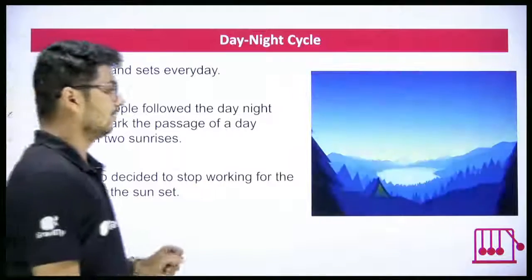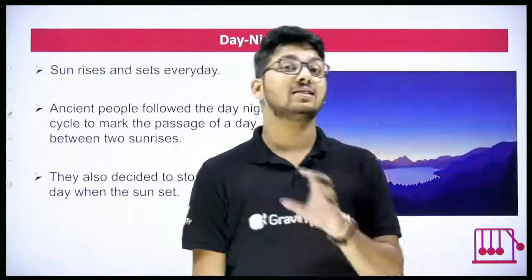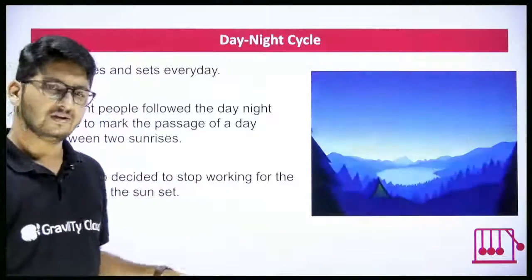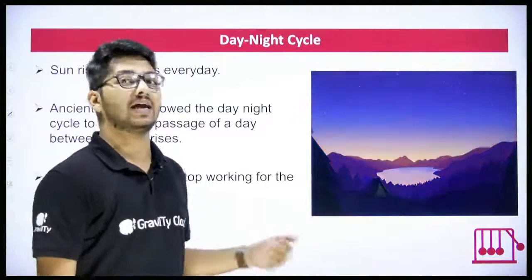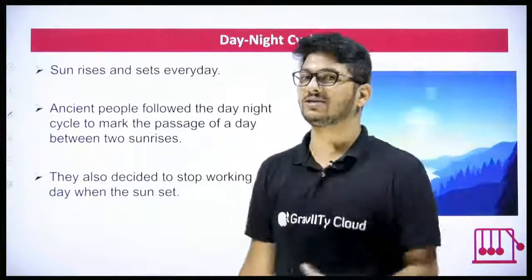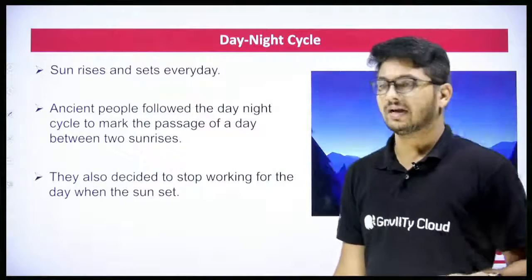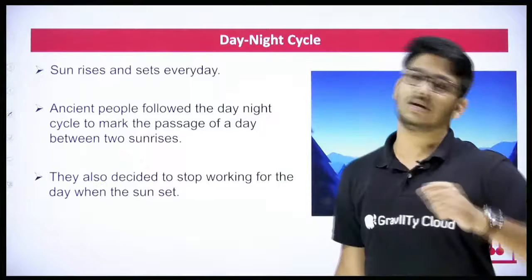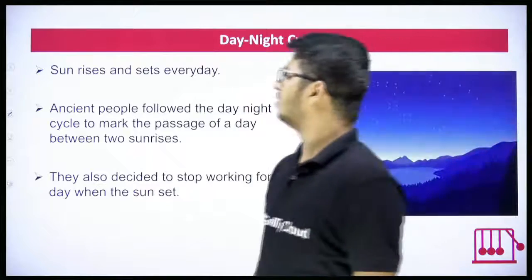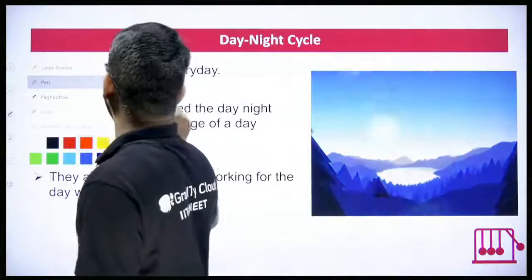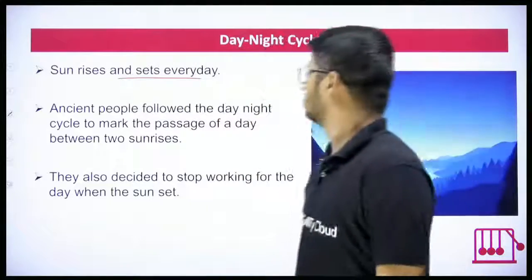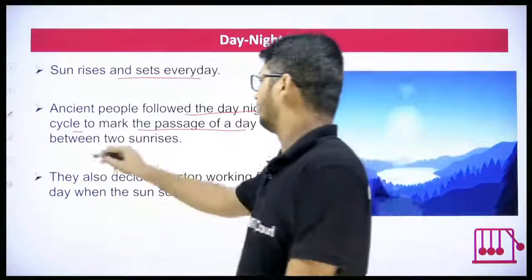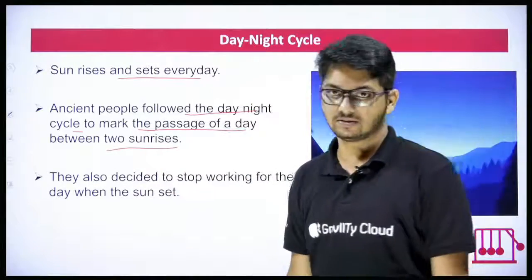Now the first thing that people could observe is the day and night cycle. It happens every day. So time can be measured in terms of the day and night cycle. I told you, right, what is a time interval between 2 events? You can say from day to night is 1 time interval and from night to day is another. So we can say that the sun rises and sets every day. So ancient people followed the day-night cycle to mark the passage of a day between 2 sunrises.